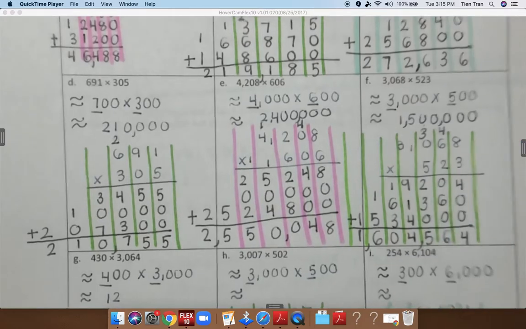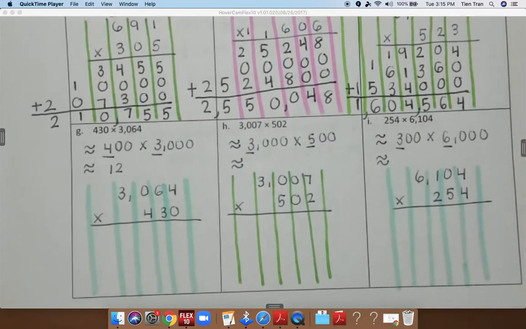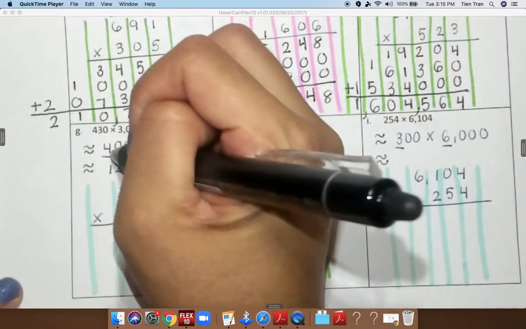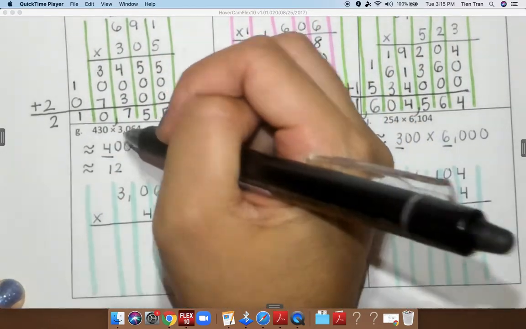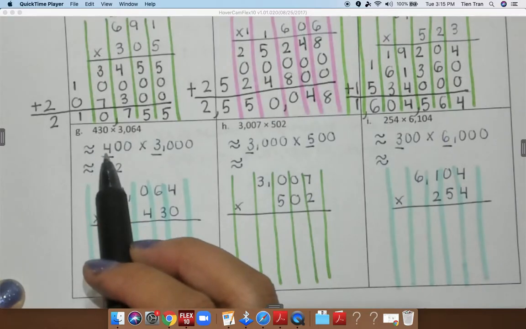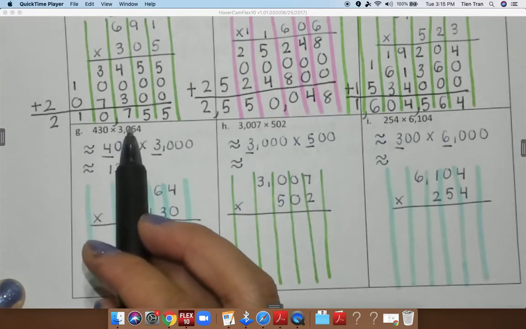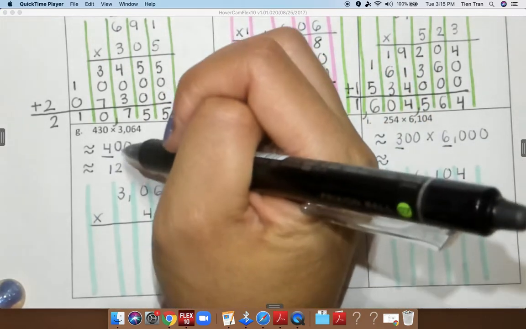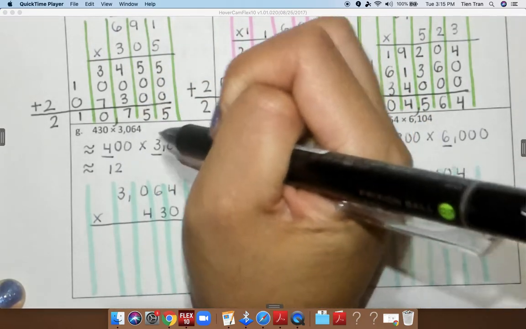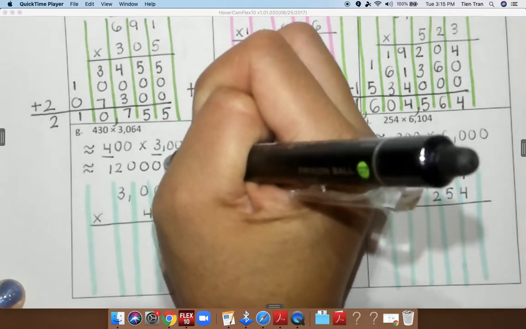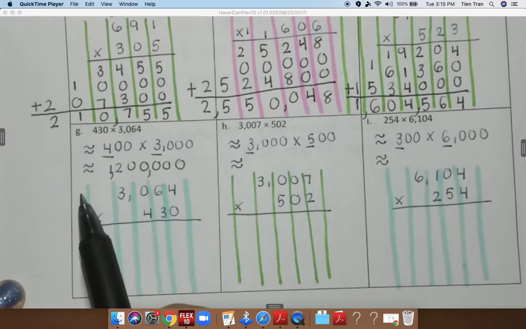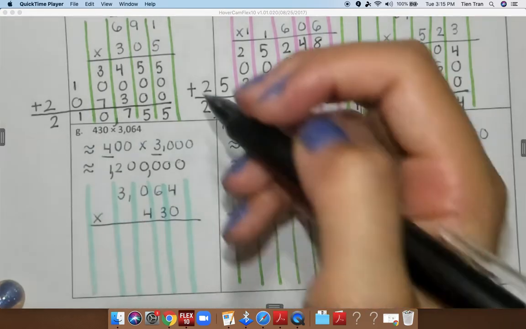Now, we're going to move on to the next problem, which is problem G. For problem G, I am going to multiply 400 times 3,000 because I rounded the number 430 to 400 as a whole number, and 3,000 is closer to 3,000 than it is to 4,000. I'm going to add 1, 2, 3, 4, 5 zeros at the end. And my answer should be approximately 1,200,000.